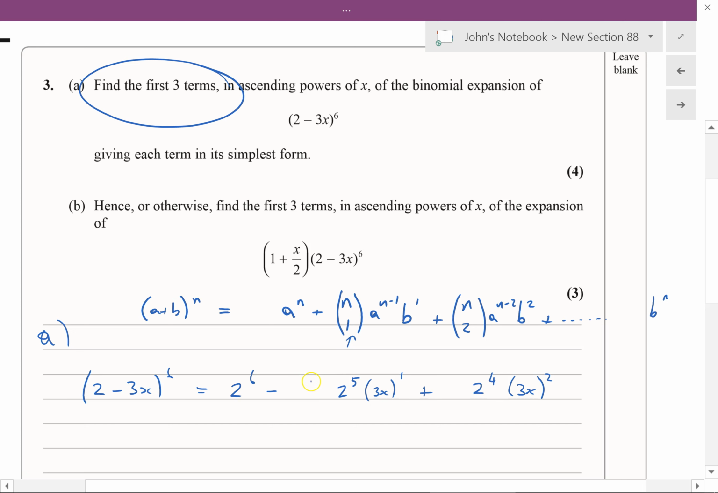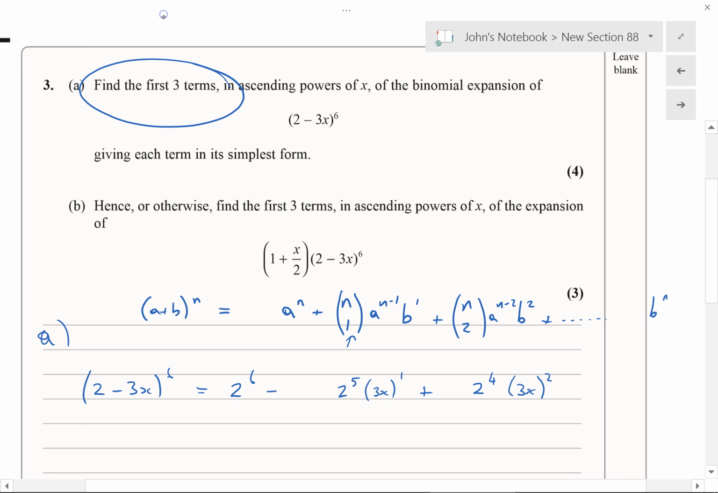Now 6C1 is 6. Let's write in a different colour. Okay, and 6C2 is equal to, I think it's equal to 15. Yeah, because it's a quick way of doing it. 6 times 5 divided by 2, so that's 15. There we go. So we just need to take care that we actually work that out properly.